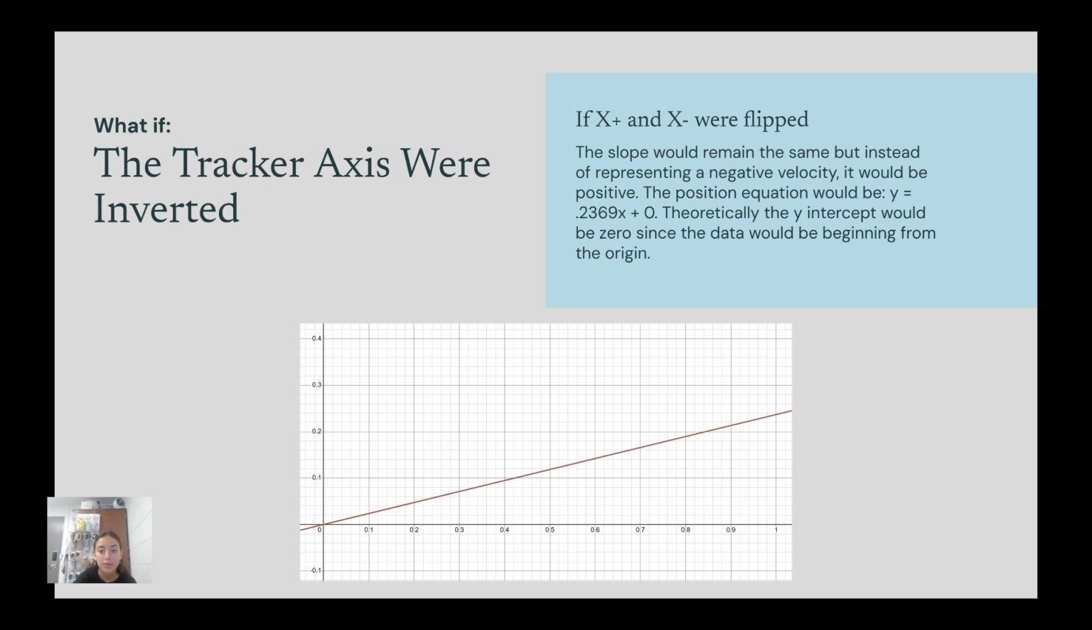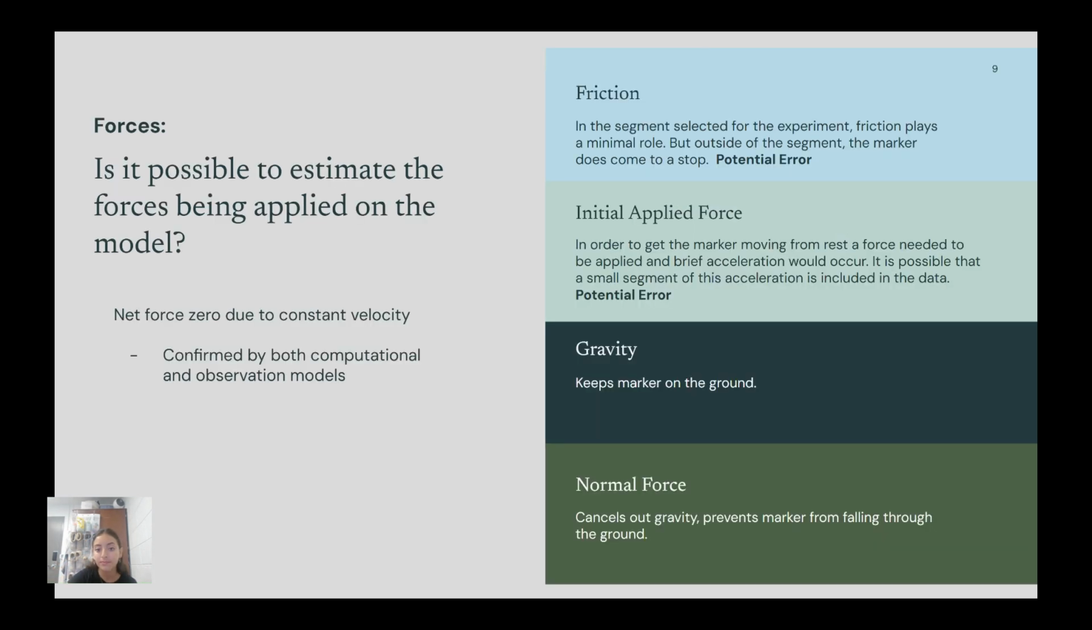What if the tracker axes were inverted and positive x and negative x were flipped? If this were to happen, we would have actually gotten the graph that most people received in their experiment, and I put a picture in here of a general example of what the chart would look like. It would just be a positive slope rather than a negative slope, because it would be traveling in the positive x direction rather than the negative x direction.